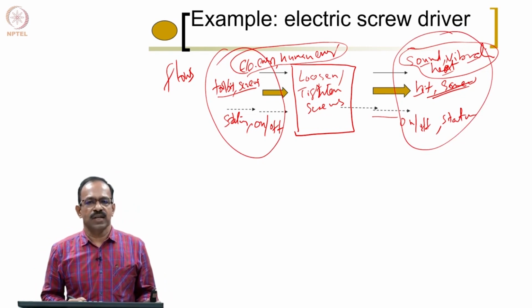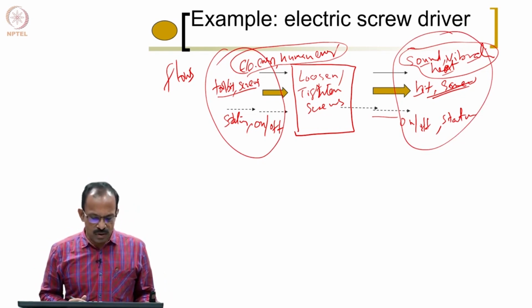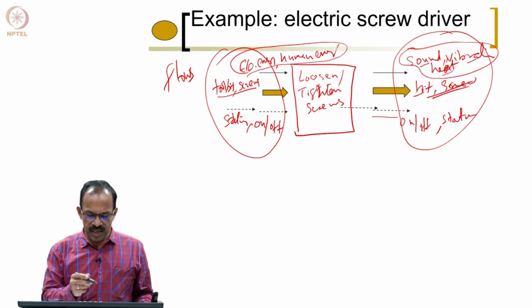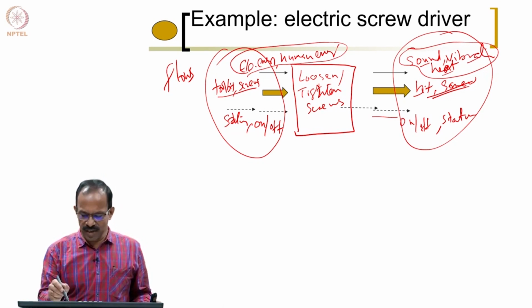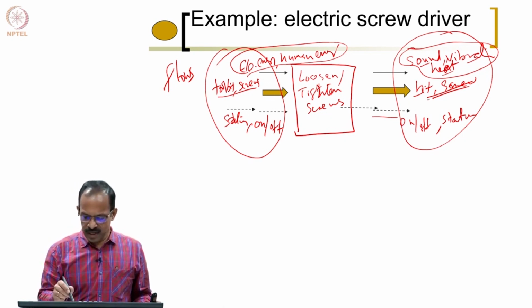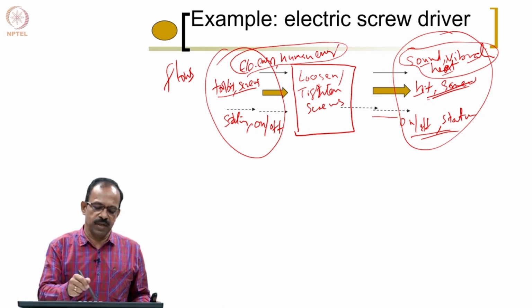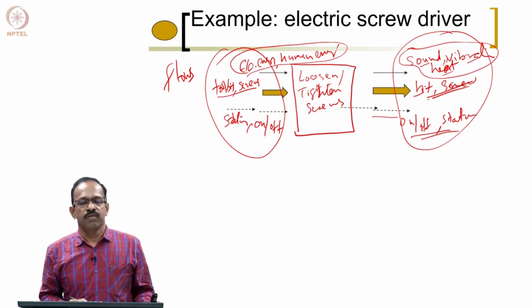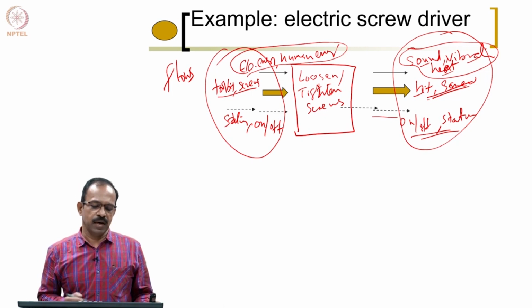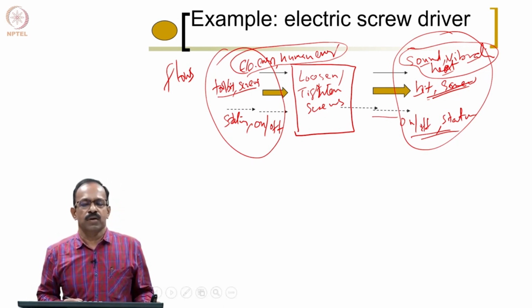Now, as a designer, we need to know how this electrical energy and human energy is used to loosen or tighten the screws, and then finally the bit and the screw comes out, and this is converted to sound and vibration, and then we get the signal also here. So, what is happening inside as the flows go to the product and come out? What is happening in between, or what is happening inside, we need to find out, and that can be done by following the flows.